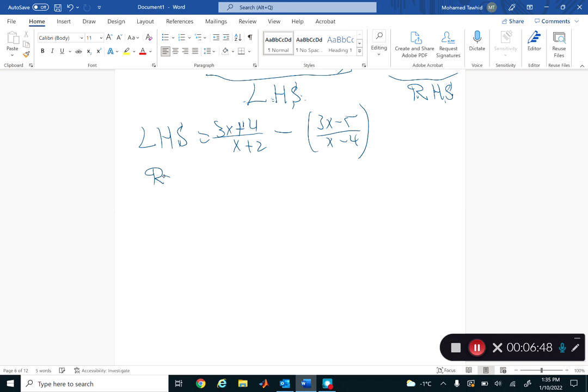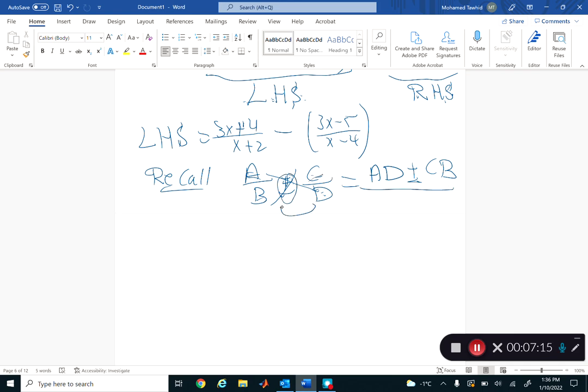Let us recall, if you have a over b plus or minus c over d, how to make this one fraction? You have to cross multiply, like AD. What is the sign? If the sign is plus, write plus. If the sign is minus, put minus. Then CB, C multiplied by B, and the whole thing divided by BD.